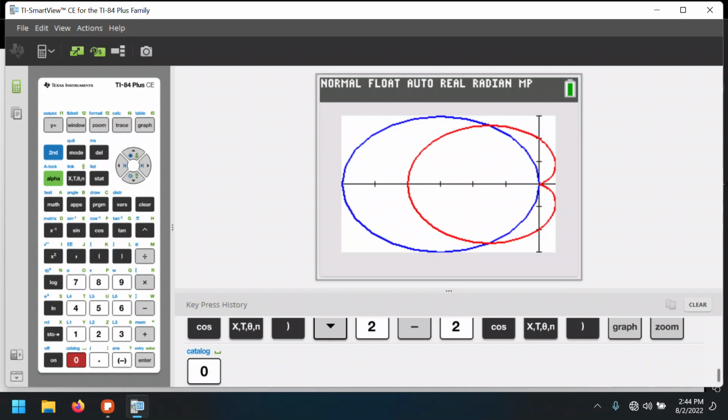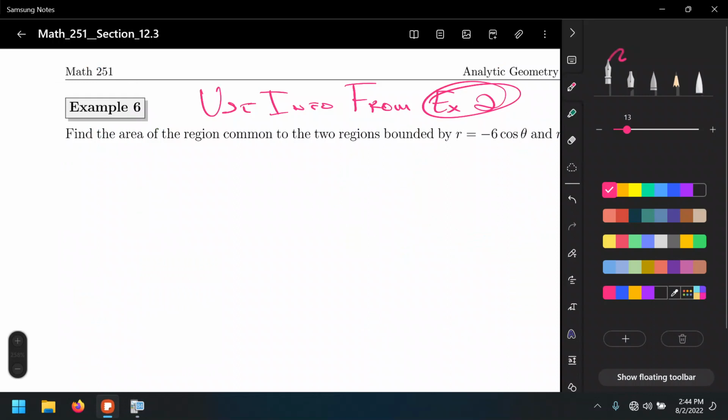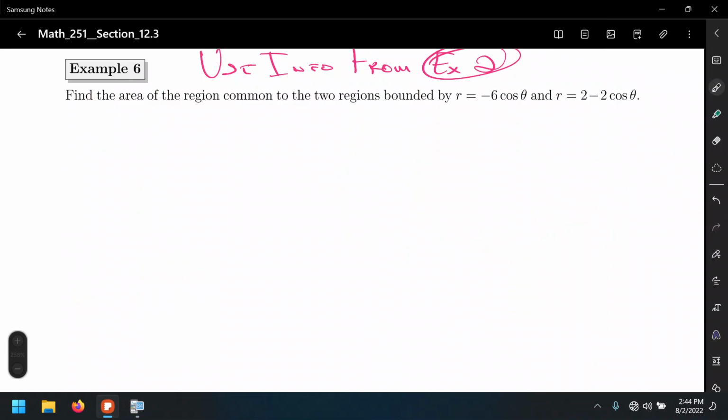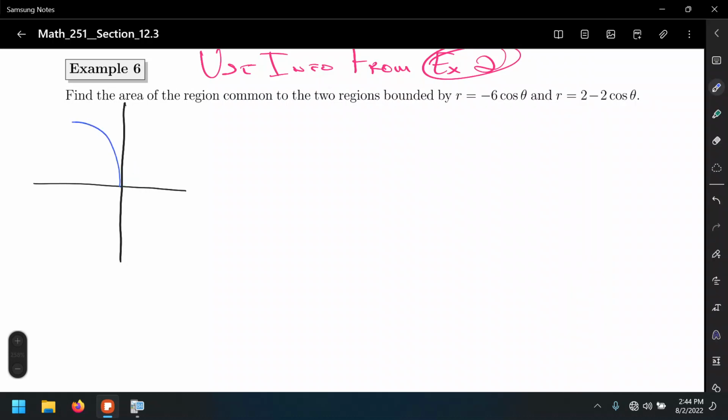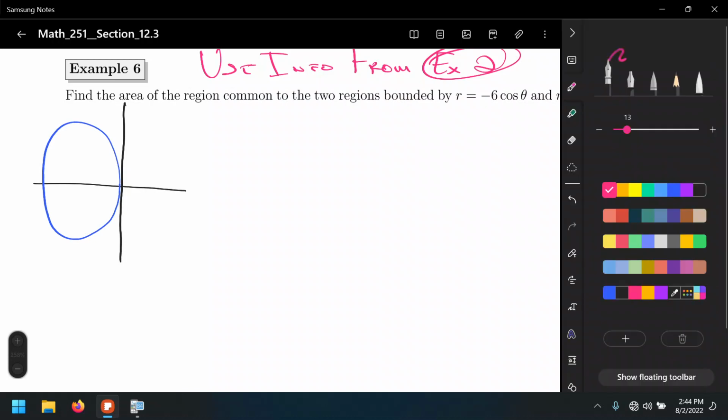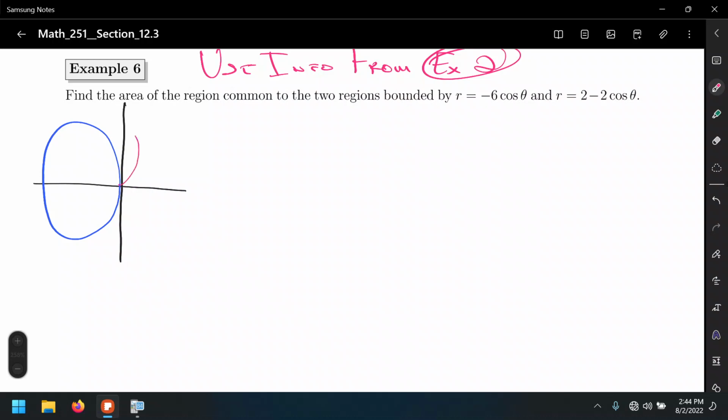All right. Okay, so let me do a mini graph over here. This will be a circle shifted to the left, because it has a negative coefficient, and it has a radius of 6 actually. And the other one is a cardioid, a sideways cardioid.